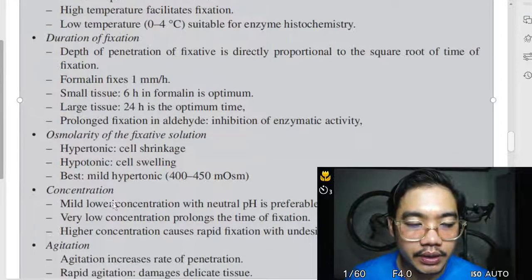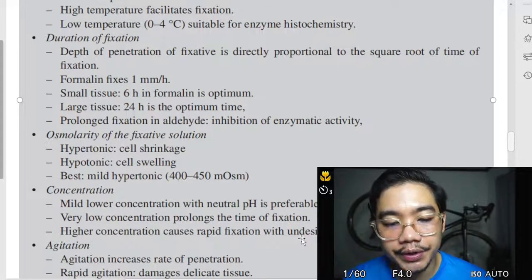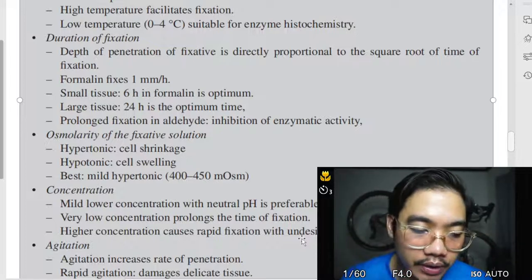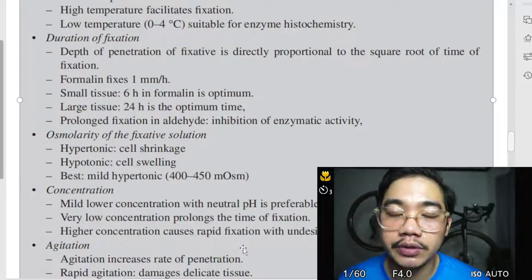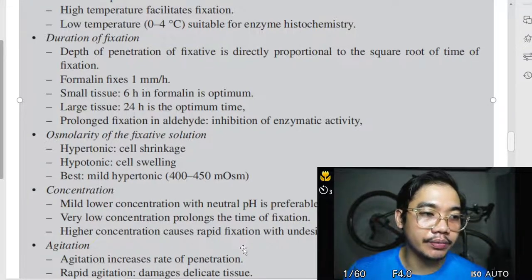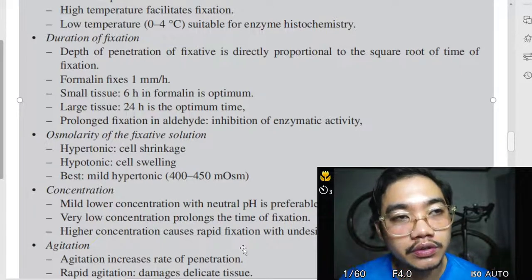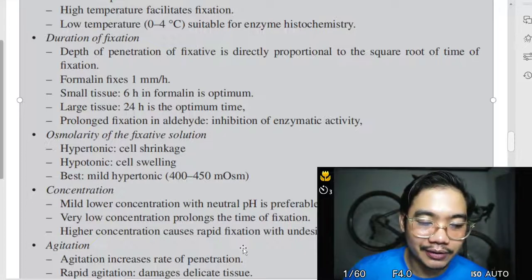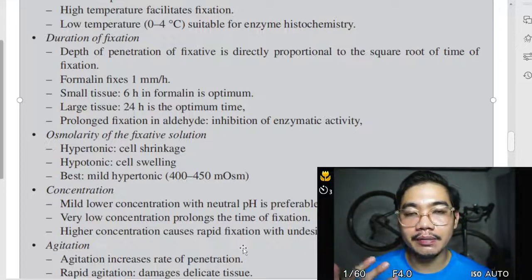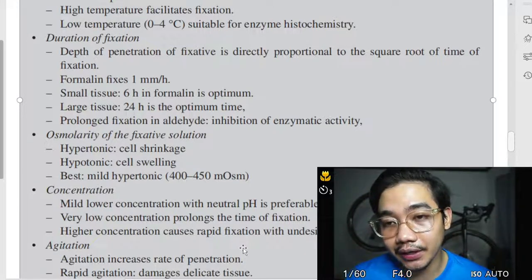Concentration: mild lower concentration with neutral pH is preferable. Very low concentration prolongs the fixation time because, like I said earlier, the more molecules you have to attack those tissues, the faster your fixation. But if gamay lang, mas dugay siya, kaya of course less molecules.